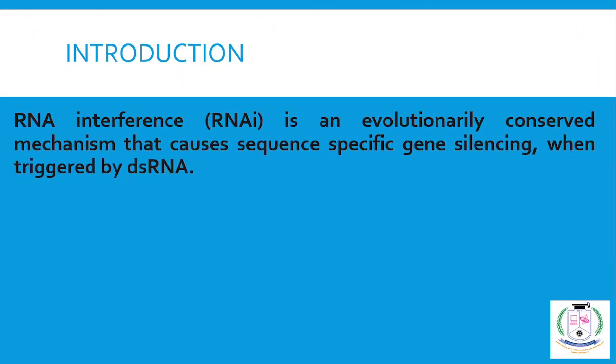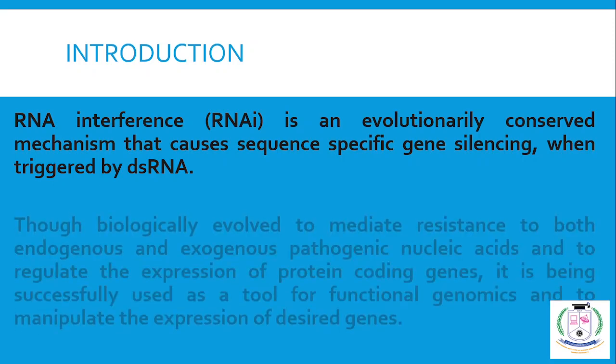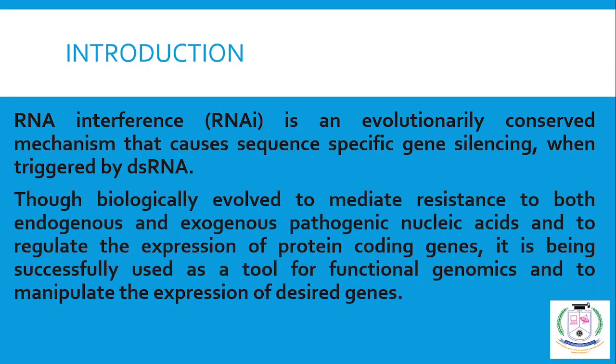So, this RNA interference is a mechanism which is found in vivo. It is an evolutionarily conserved mechanism that causes sequence-specific gene silencing, and the trigger molecule is double-stranded RNA. It has evolved in vivo to mediate resistance to both endogenous and exogenous pathogenic nucleic acids and to regulate the expression of protein coding genes.